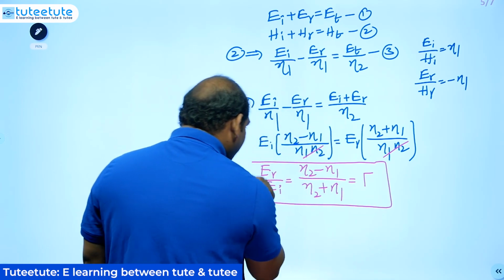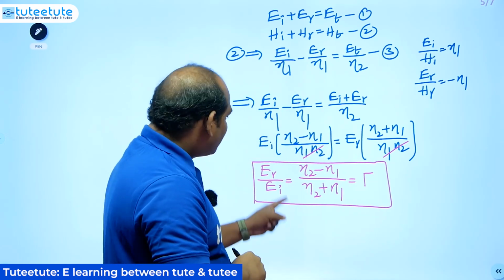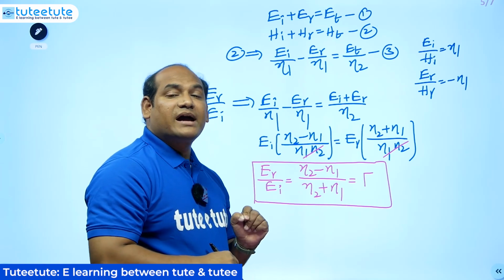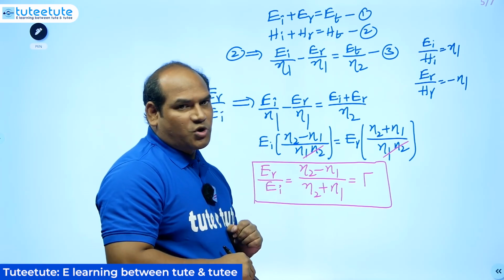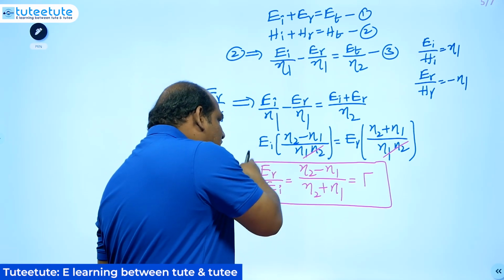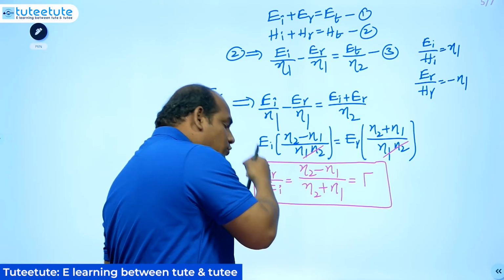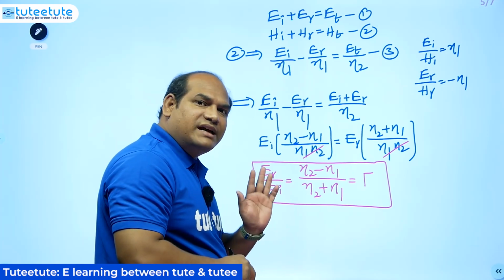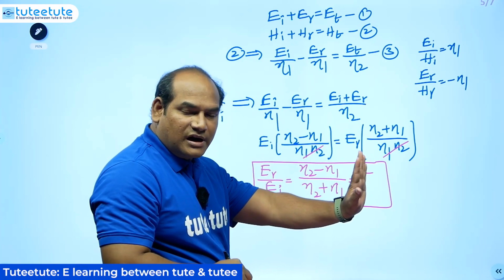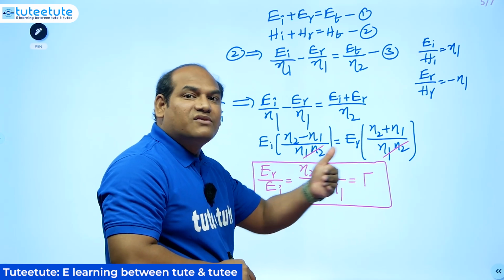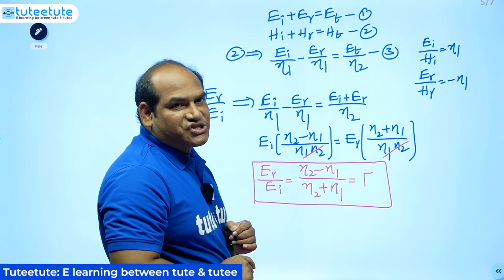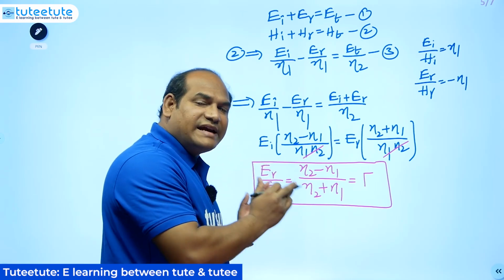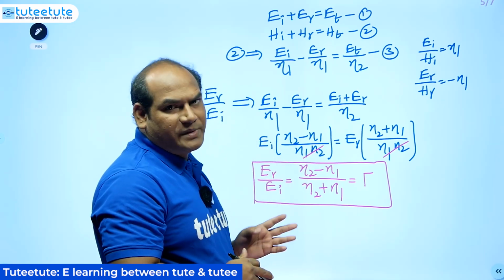Gamma means what? Reflection coefficient, that is the ratio of the reflected electric field and the incident electric field. So this will give how much reflection there is compared to the incident wave. You are sending a certain amount of incident electric field, and out of that, how much is reflected back is given by this gamma representation, and this equation was given simply in terms of the impedances of the two media.